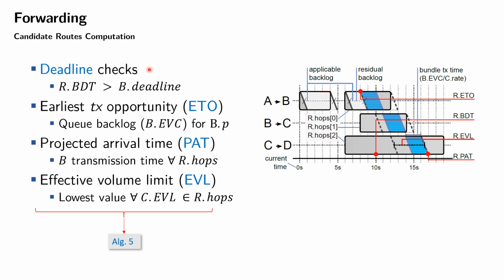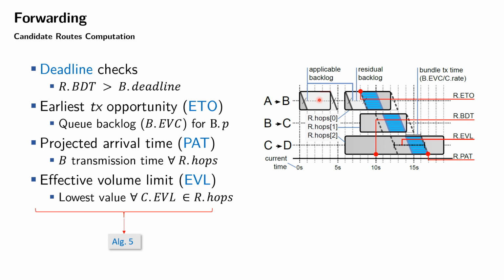Namely, the data should arrive at the destination no later than that deadline. If the route is not complying with this deadline, then this route shall not be selected. Then the next item you will want to check is what's called the earliest transmission opportunity, or ETO. And this basically accounts for the actual backlog of data that is sitting on your node at that moment. So the applicable backlog that you have is the amount of data that you have already enqueued for the first contact of that route.